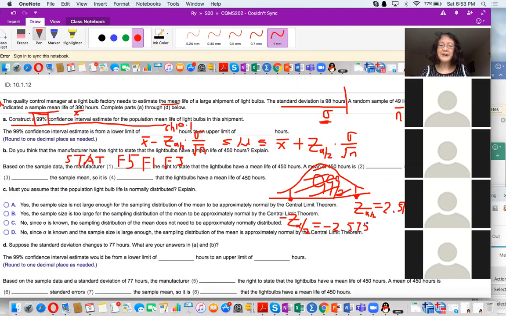This is a very basic step in CQMS202. Make sure you are 100% comfortable. Given any percentage, 95%, 92%, 87%, can you find Z half alpha? Yes, you follow this step, you can find Z half alpha. Okay, so any questions?